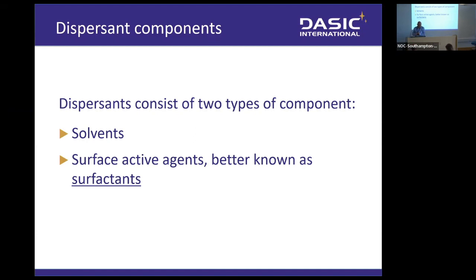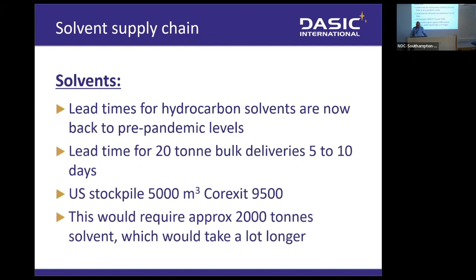Now, the dispersant consists of two types of ingredient, basically. Solvents, which are just there as a carrier to make the dispersant pumpable, make sure it's stable at varying temperatures. And the active ingredients, which are known as surface active agents, or better known as surfactants. Talking about the solvent ingredients, generally these are the easier materials to get hold of. Lead times have been slow during the pandemic, but they are coming back to more normal levels.